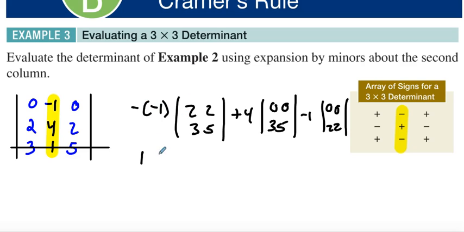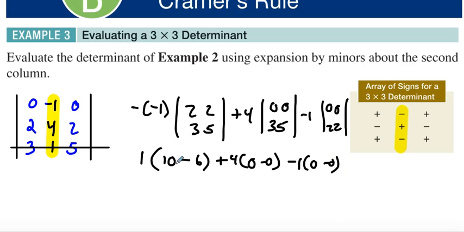So this is just 1 times 2 times 5 is 10, minus 3 times 2 is 6, plus 4 times 0 times 5 is 0, 3 times 0 is 0. And then -1 times, again, 0 times 2 minus 0 times 2, so that's just 0 minus 0. We do all this work here. 10 minus 6 is just 4. That's just 0. And that's just 0. So the answer, again, is just 4, which is exactly what we got in the previous example.